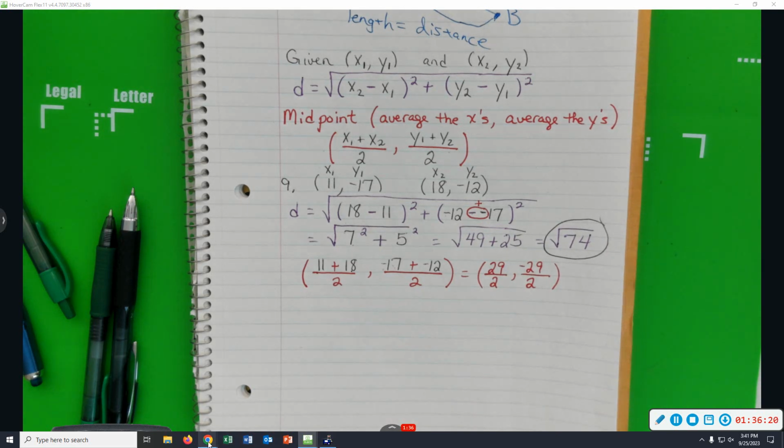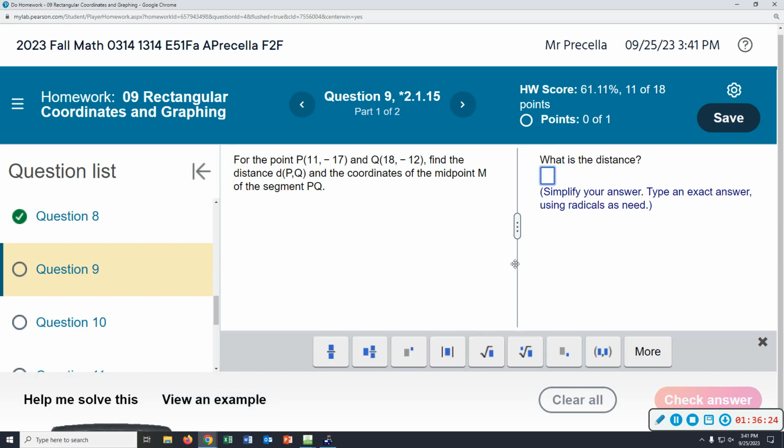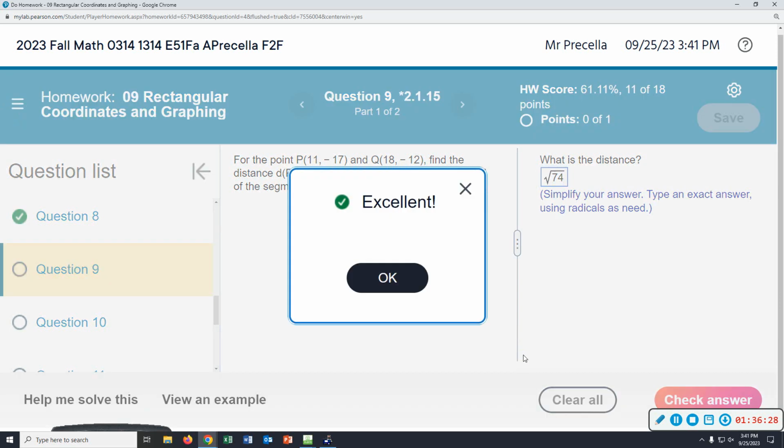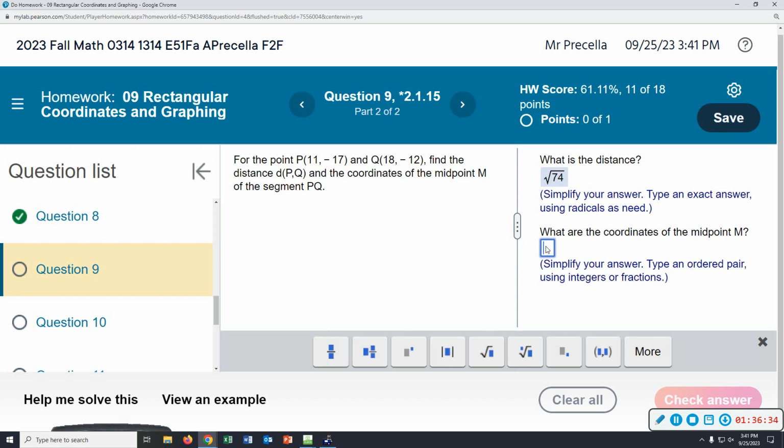And, okay, so the distance, the square root of 74. Punch it in. Oh, no.